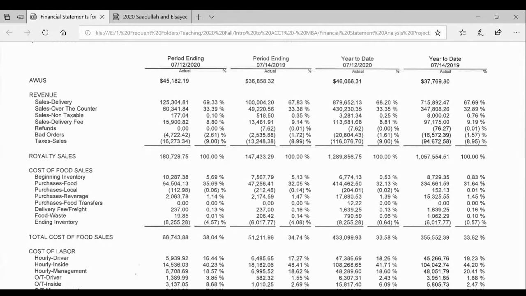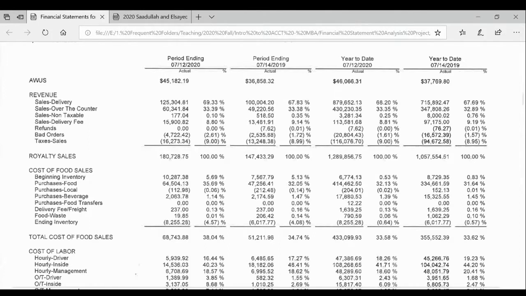$76 and $7? No, right? Similarly, if you come down to the cost of food sales, which is cost of goods sold, you have purchase, purchase, purchase, purchase. Do you see that? Right below the purchase, if there was a purchase return, then it would show up right here, right before delivery. But there is no purchase return. Do you see? For this company, there is no purchase return. Are you following?